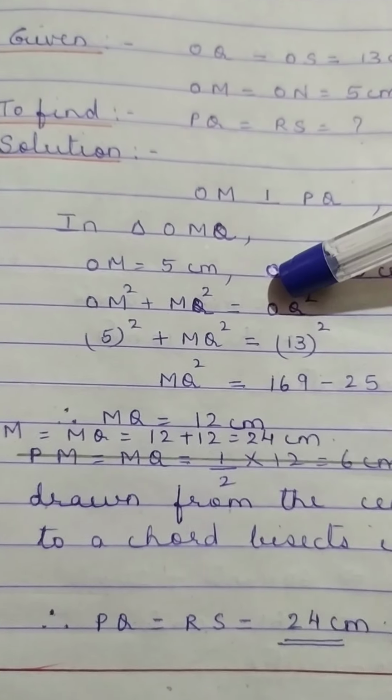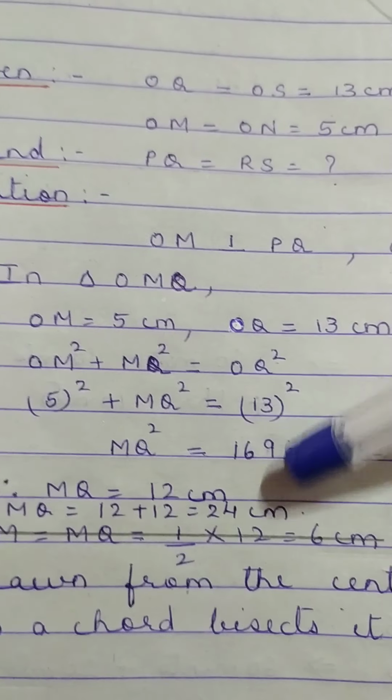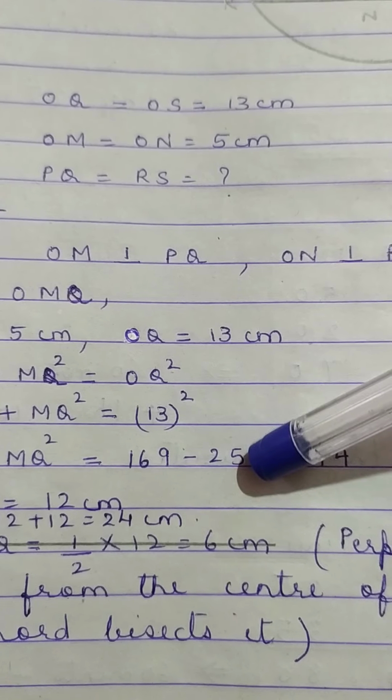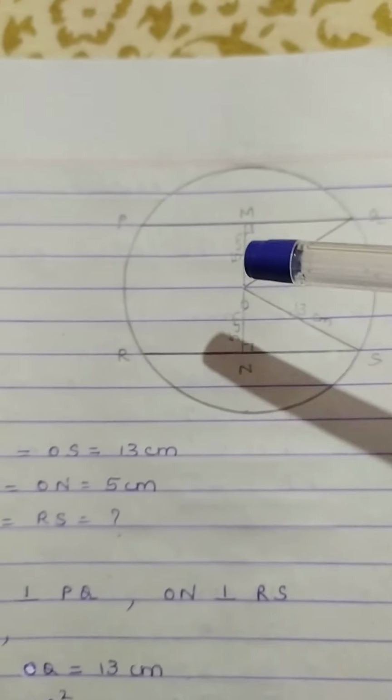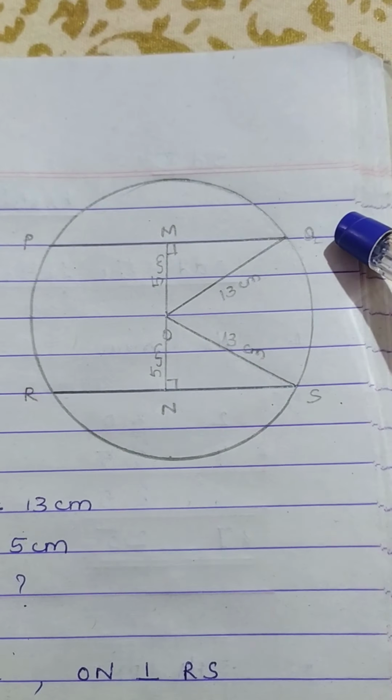13 square minus 5 square. So these are the steps. You will use Pythagoras theorem. 13 square is 169, 5 square is 25. When you subtract, I get 144. Square root of 144 is 12. I get MQ is equal to 12.